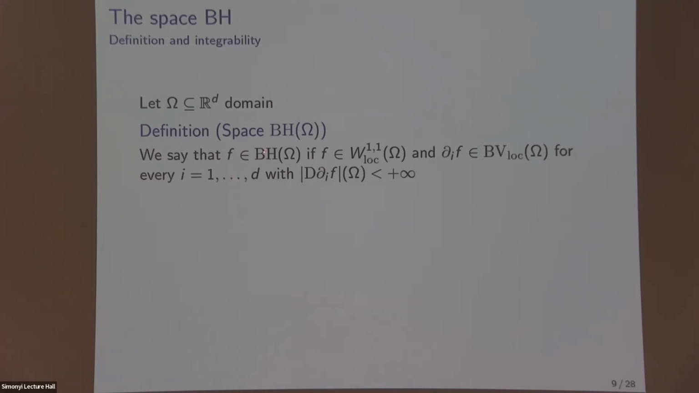So we say that a function has bounded Hessian if it's locally Sobolev and its partial derivatives are locally BV. And if you compute the total variation of these distributional derivatives of the partial derivatives, you end up with a finite number. So, okay, maybe it seems unnatural to put the loc subscript here. The only reason is that if omega is unbounded, I want to have affine functions in it. Affine functions are not integrable. So this is something I'm forced to do, to take this local version of the spaces. But if omega is bounded, just forget about this. The only reason is that I really want affine functions to be in this space.